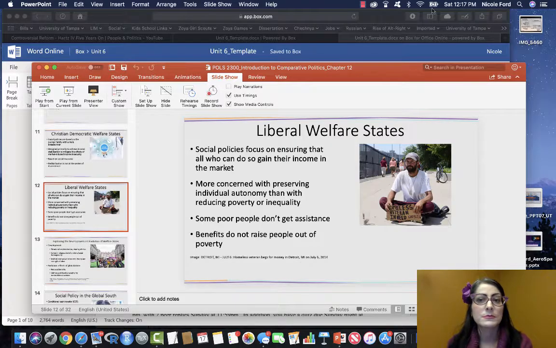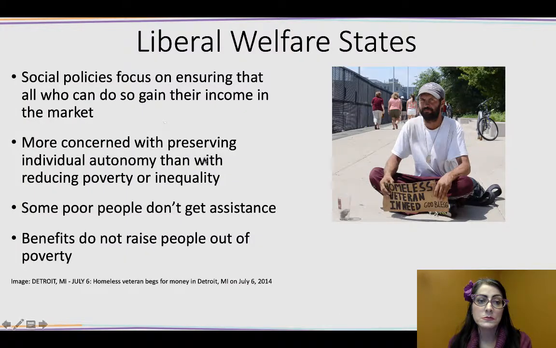And so you have a situation where people are working the 40 hours a week and are not able to make ends meet. So this is, again, one of the critiques of the liberal welfare state, and one of the many debates that we have about how to try to deal with this.